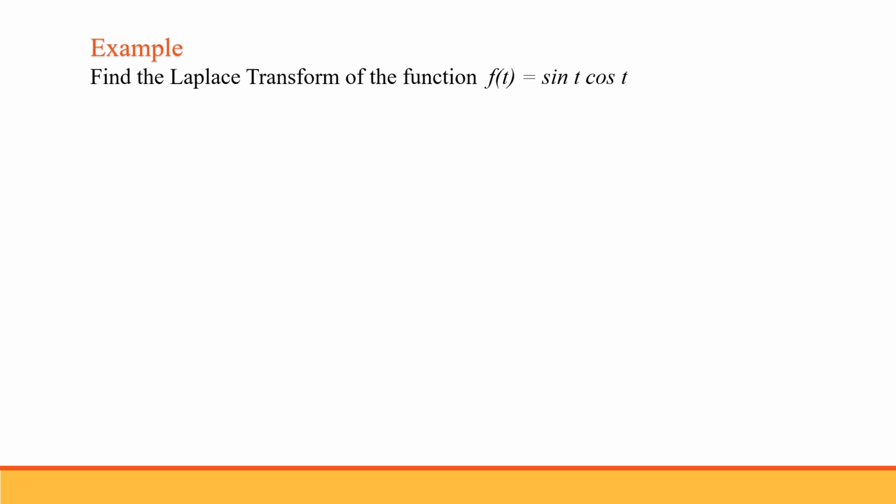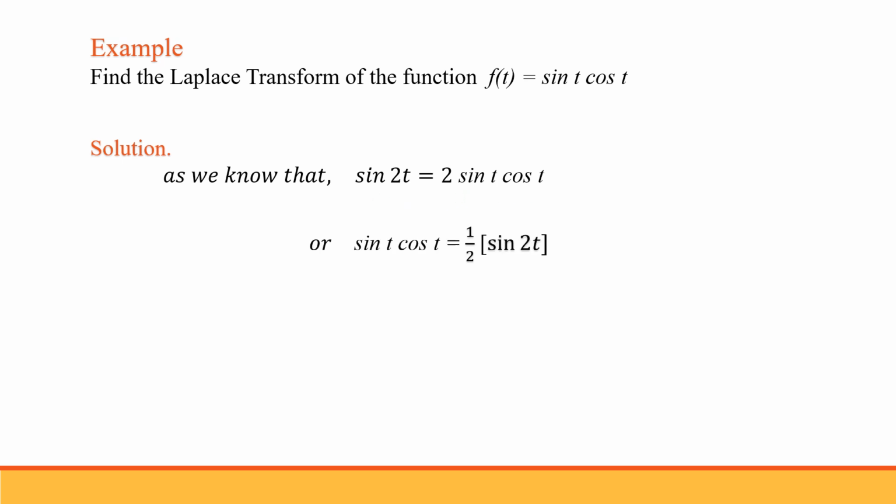Okay, so now take another example. Find the Laplace transform of the function f(t) equal to sin t into cos t. Now this is a little bit complex one. So we can write sin t into cos t as 1 by 2 sin 2t. From the trigonometric relationship, sin 2t equal to 2 times sin t into cos t. So sin t into cos t can be written as 1 by 2 sin 2t.